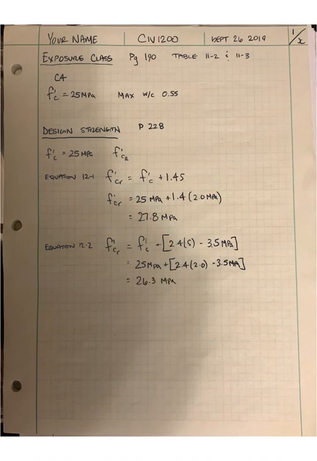Now, when we take a look at both of these equations, what we do is we determine the highest strength that's going to be used. So in this case, we're going to make a concluding statement saying that our design strength is equal to 27.8 MPa.